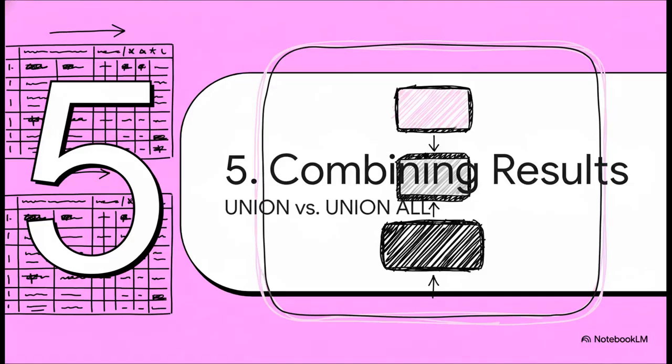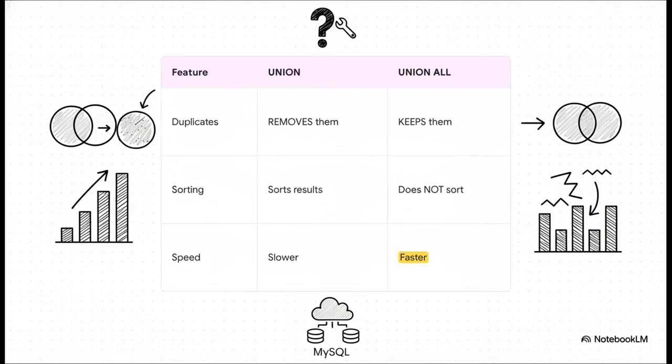You know, up to this point, all our joins have been about connecting data horizontally, side by side. But what if you need to stack your results vertically, one on top of the other? For that, we need the final tool in our kit. And this brings us to a classic choice, union or union all. Think of it this way.